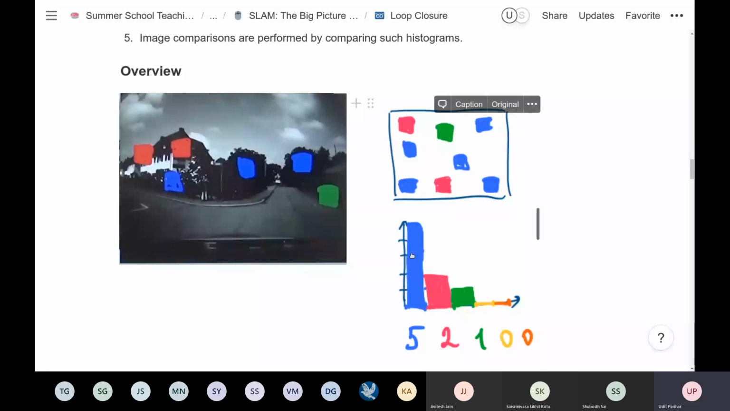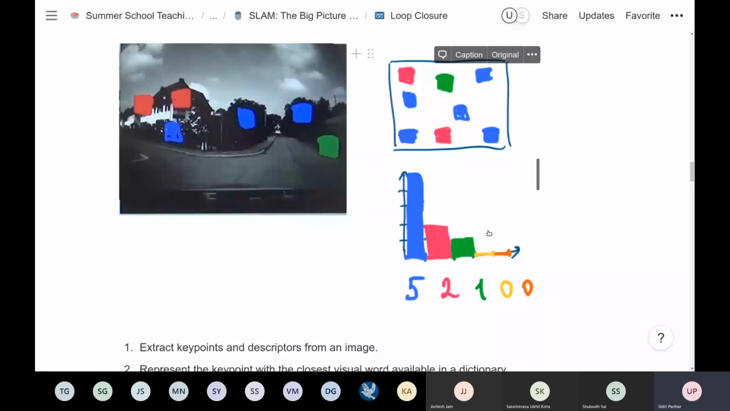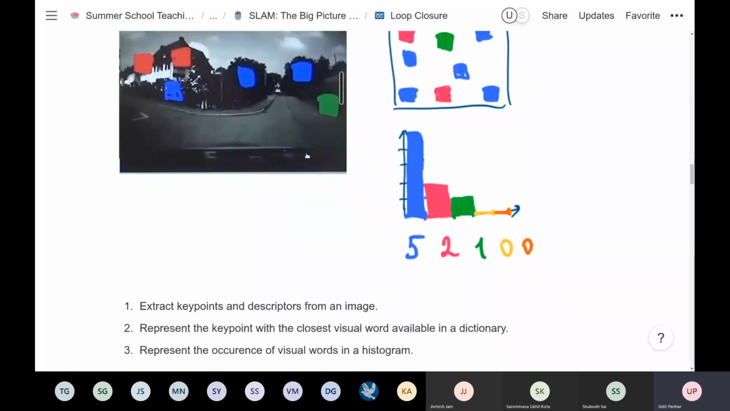So this is a representation: blue occurs 5 times, red appears 2 times, green appears 1 time, and yellow and orange do not appear in this image. So you can basically represent this image using this feature vector 5 2 1 0 0. This is quite good enough to represent this particular image.